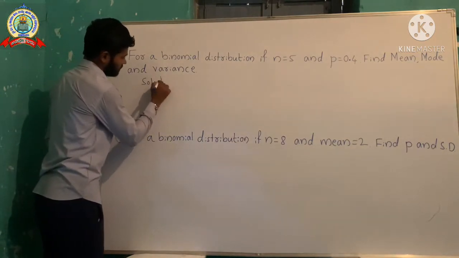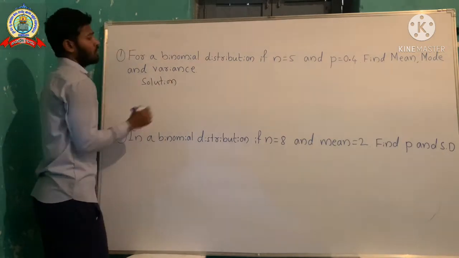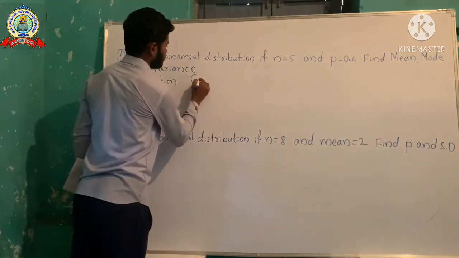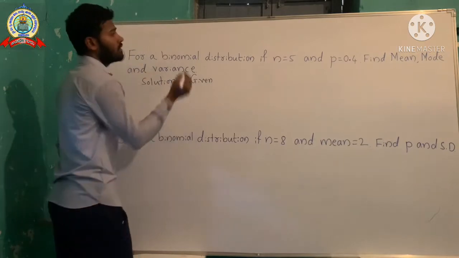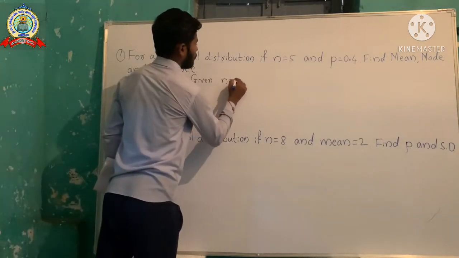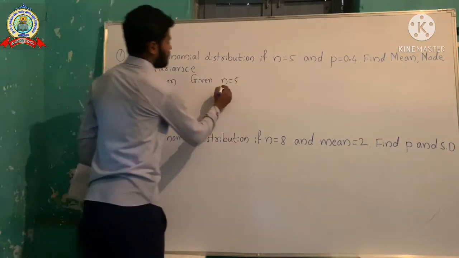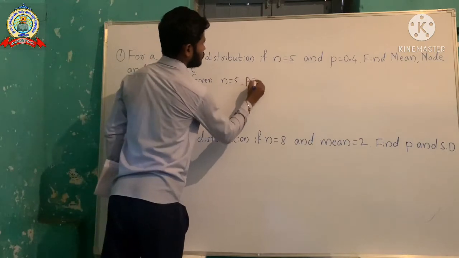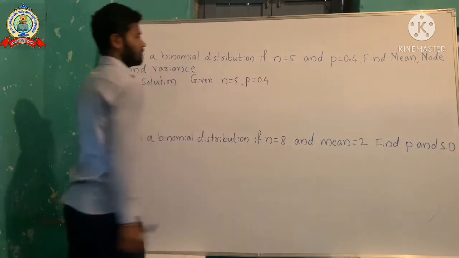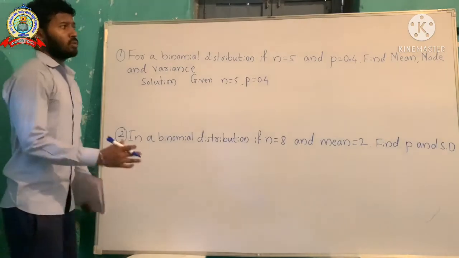Solution. So given, n is equal to 5, p is equal to 0.4. Okay?